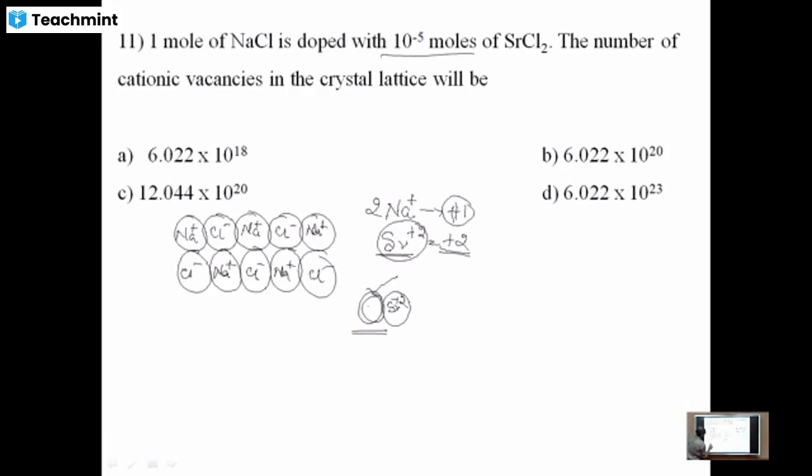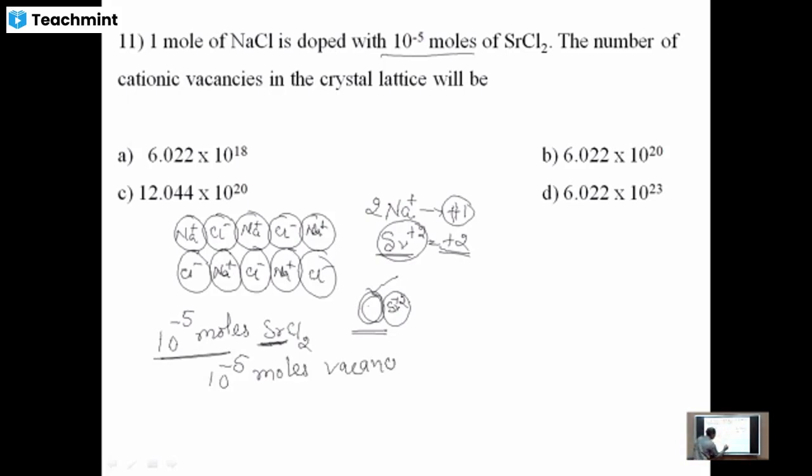Now, how many strontium ions are coming? There are 10 to the power of minus 5 moles of strontium chloride. Each strontium chloride having 1 strontium ion, 10 to the power of minus 5 moles having 10 to the power of minus 5 moles of strontium ions. Remember, 1 strontium ion can create 1 vacancy. So 10 to the power of minus 5 moles of strontium ion can create 10 to the power of minus 5 moles of vacancy.